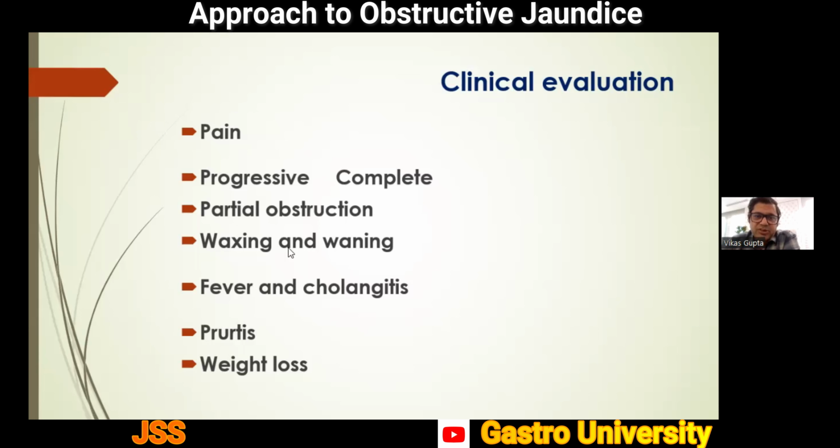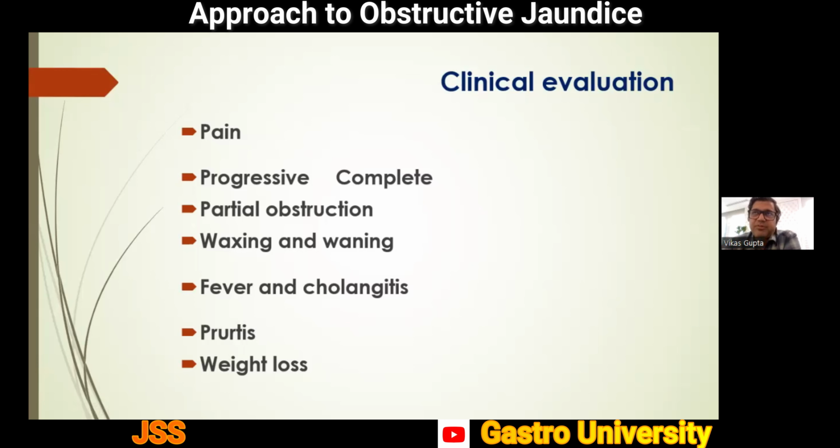And whenever there is partial obstruction, there is high likelihood of patients getting fever and cholangitis, because the duodenal ampulla, or whatever the site of obstruction is, is not totally cut off from the GI tract, and bacterial colonization and inflammatory change can occur in the biliary system. Pruritus, again, the severity of pruritus has to be evaluated in these patients because this is a symptom which can be very distressing, and this can be an indication for early drainage in these patients. And of course, the presence of constitutional symptoms has to be evaluated.